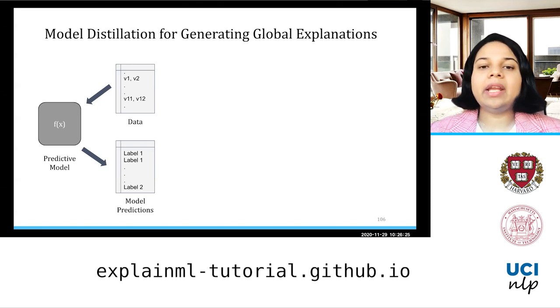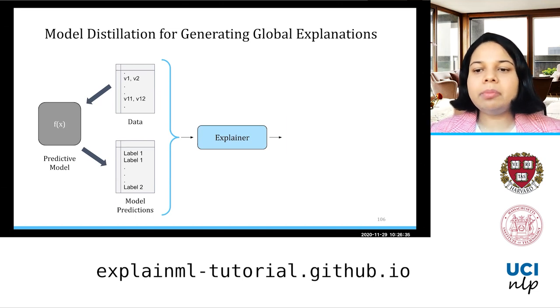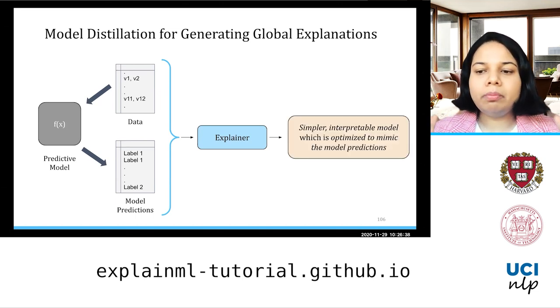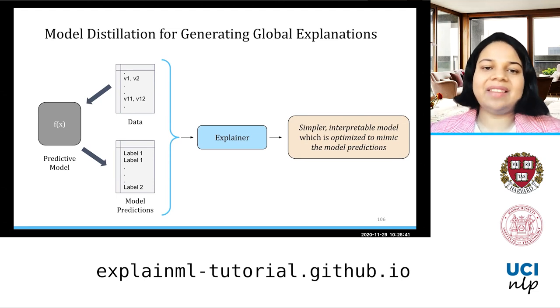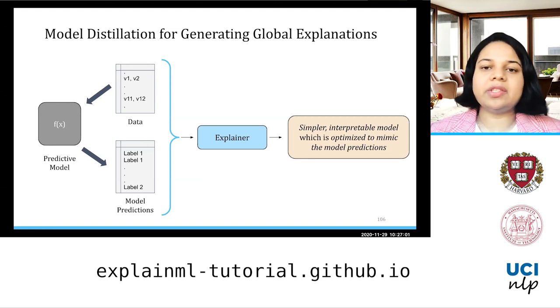Now, if we take these three pieces and provide them as input to an explainer, the explainer will in turn generate a simple interpretable model, which is optimized to mimic the predictions of f of x. And this entire process is called model distillation. That is, model distillation is the process of approximating a given predictive model, which could potentially be a black box, using a simpler interpretable model, which mimics the predictions of this black box or predictive model.